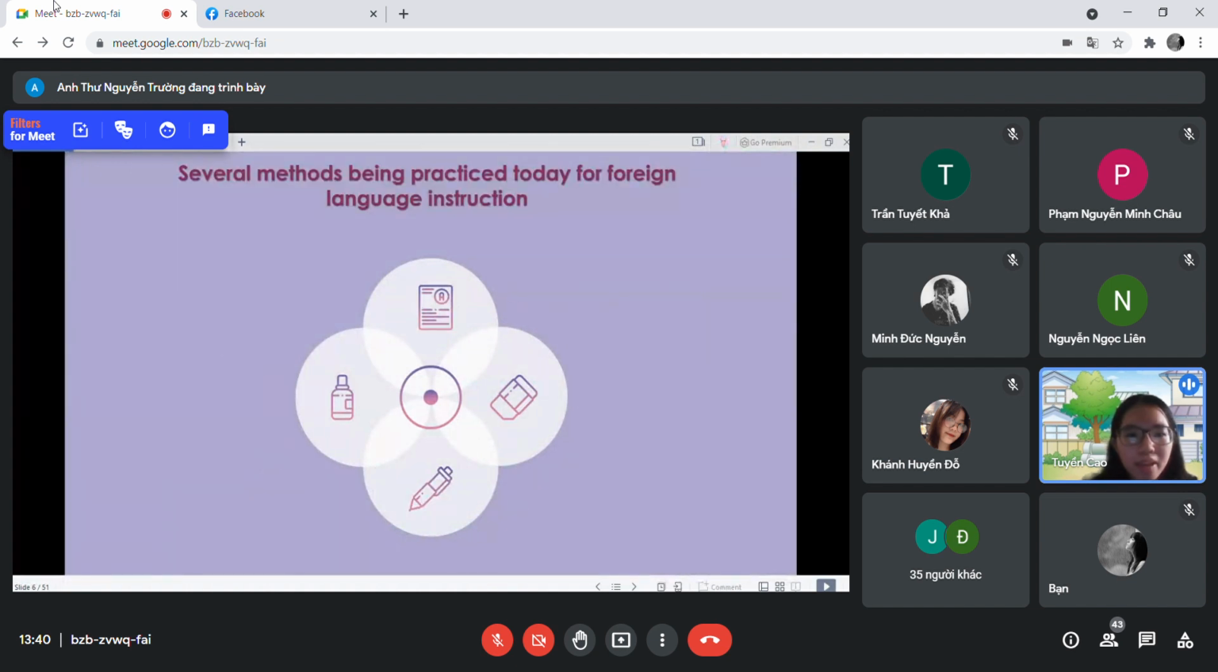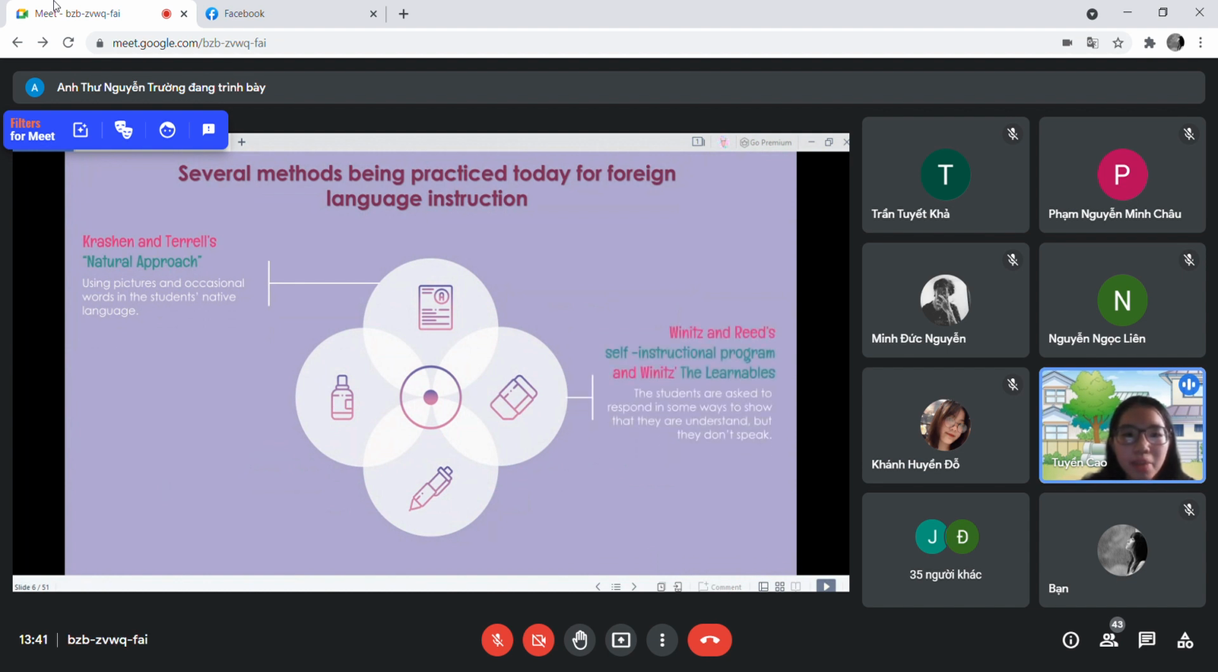There are several methods being practiced today for foreign language instruction. One such method is the Natural Approach. In this method, the teacher will help her students understand her by using pictures and occasional words in the students' native language. Another method in the comprehension approach is the Learnables self-instructional program. The students are asked to respond in some way, such as pointing to the pictures. That means they will show that they understand, but they don't speak.